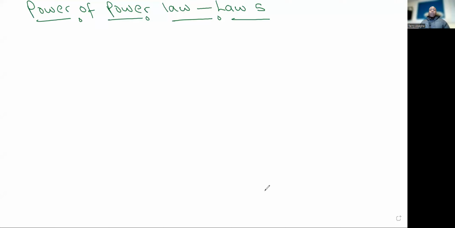So we'll be talking about the power of power law. This is the fifth law in this series. We'll be discussing how, when you have an exponent raised to a power and multiplied by another different power, you solve it.